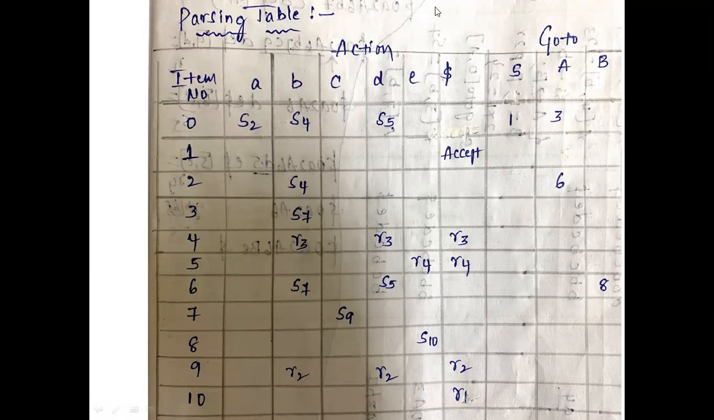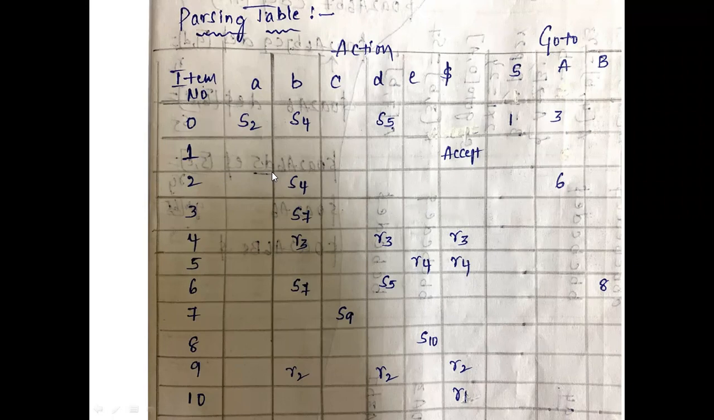Once we fill the action part, initially by checking from the computations of the goto function, first what we need to do is action of 1 comma dollar is always accept. First you need to fill this entry, this block. 1 with dollar is always accept. Make a note of this.